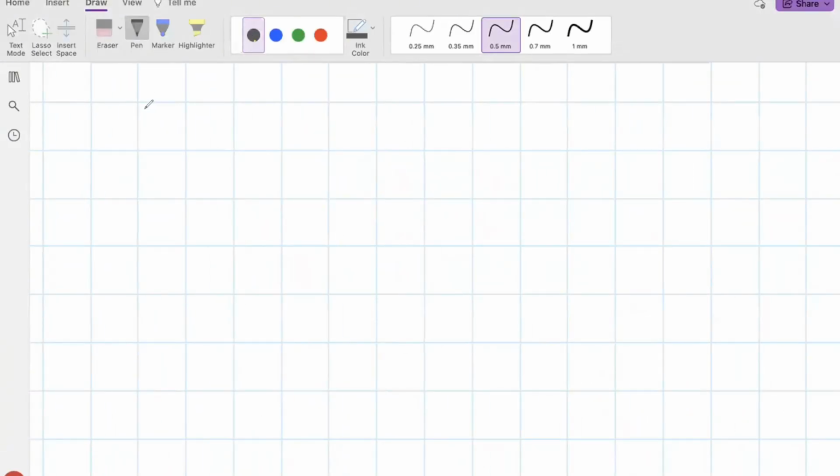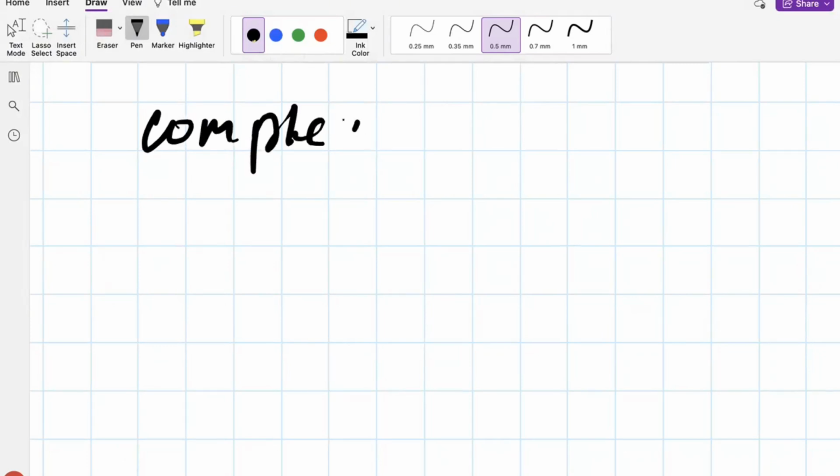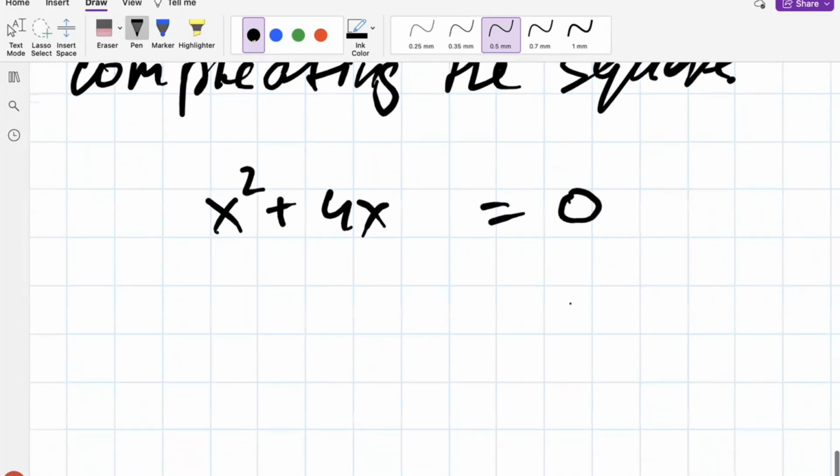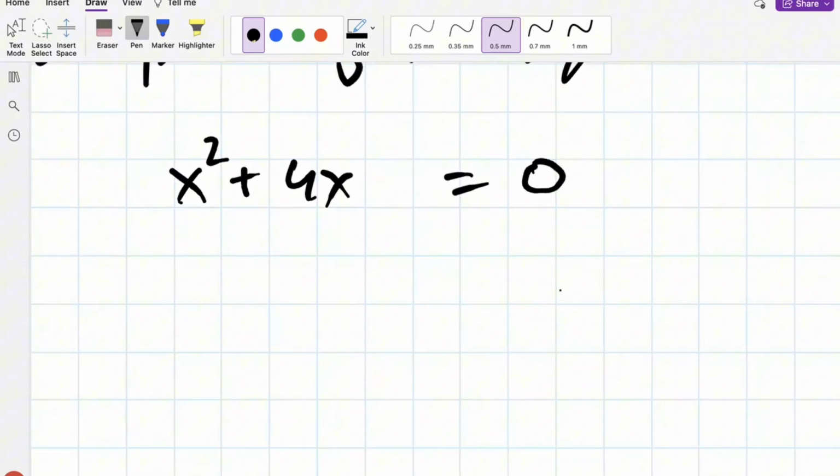Okay, the next part is completing the square. For example, let's imagine you have this equation. Let's say x squared plus 4x equals 0. Okay, in this case, what you can do here, what if you add some number? Let's say you add some number c, and then you subtract some number. Basically, you are adding some number and you're subtracting the same number.